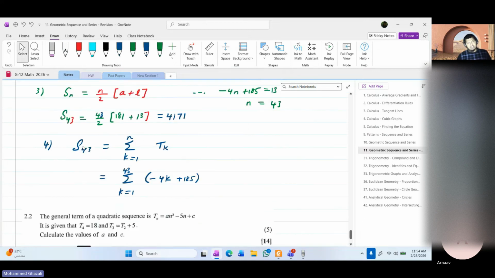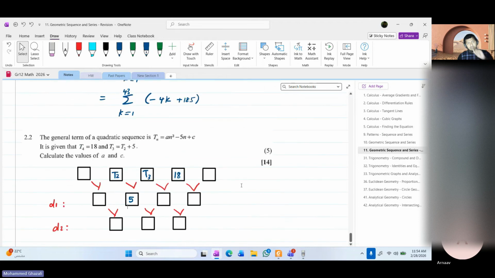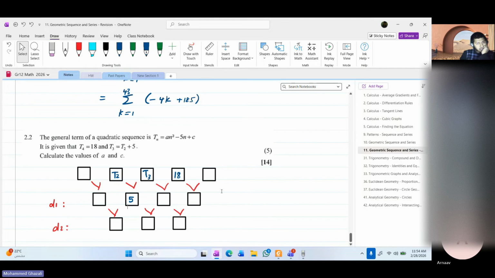Because if you're looking at the other trees that we have done, how will you calculate 21? 10 plus 11 is 21. Right, so term 2 plus 5 is term 3. Great. We want to calculate A and C. The difference between the terms, the value of 5. What if we substitute it?